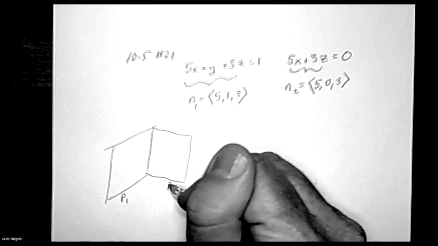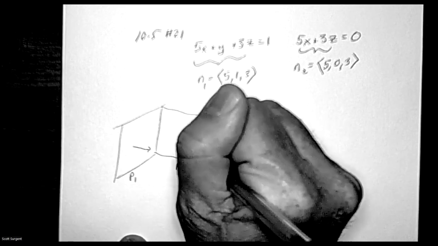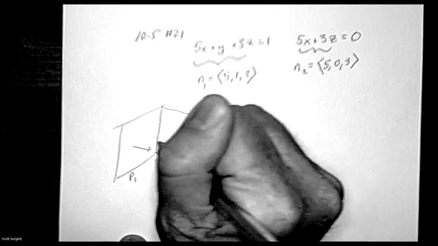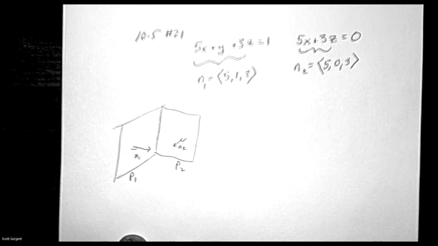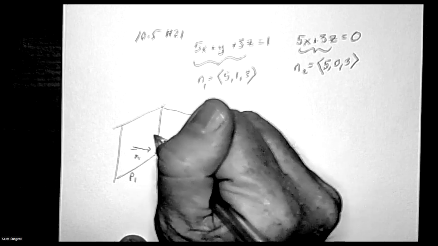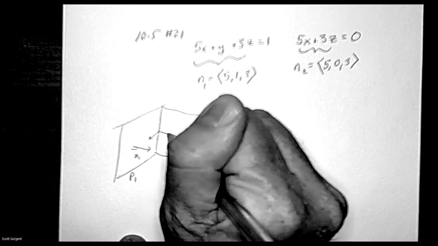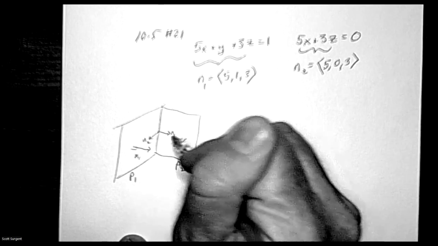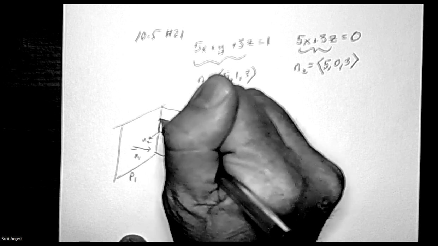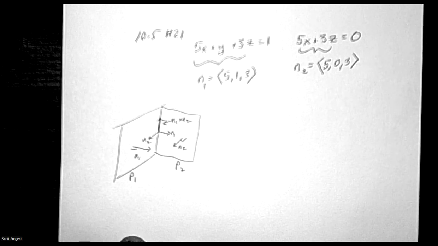Call this one P1 and P2 for plane 1 and plane 2. These are coming out at 90 degrees, so this would be N1 and this would be N2. Now, if I scoot these together, I can always move their feet around. This would be N1 again, this would be N2. Their cross product is actually going to be doing that. Okay, so that's what we want.